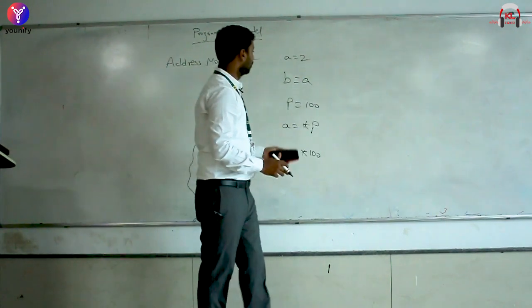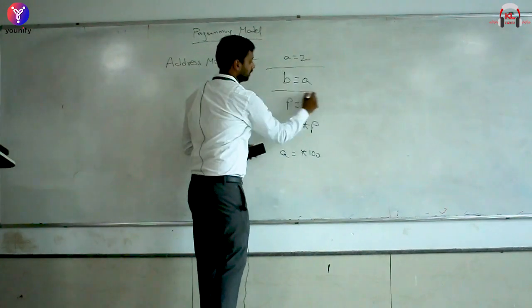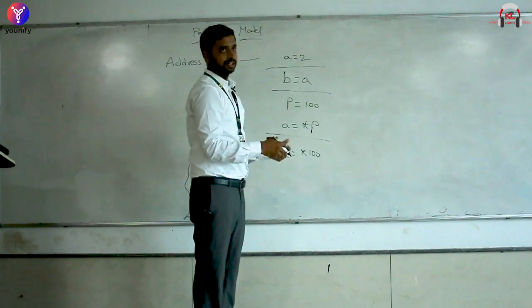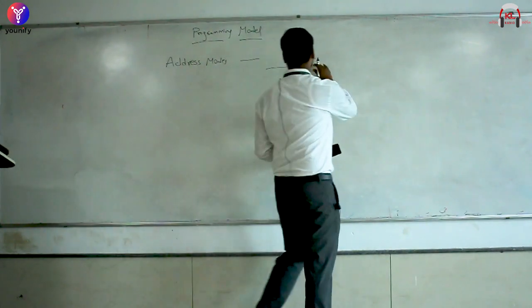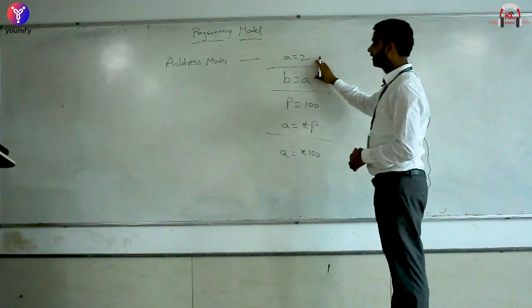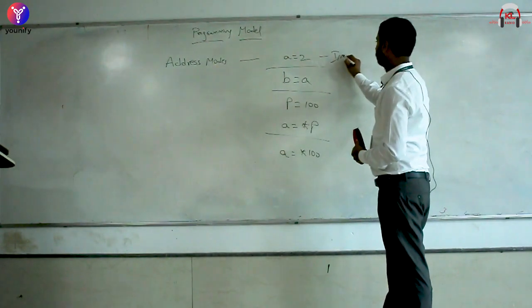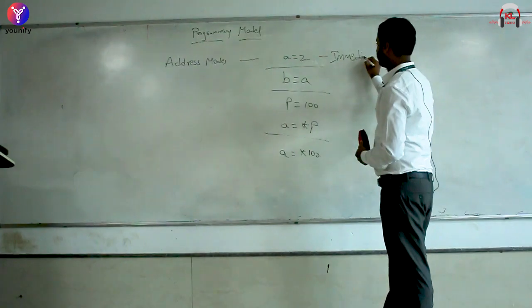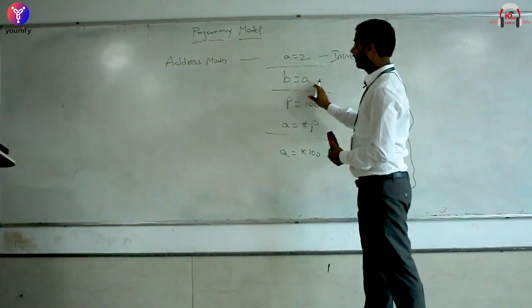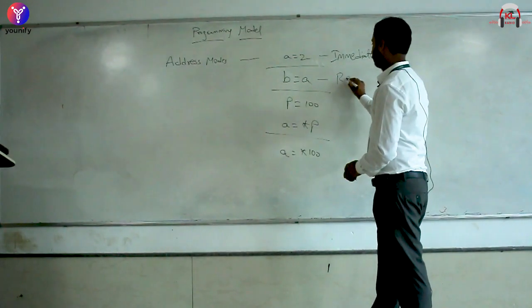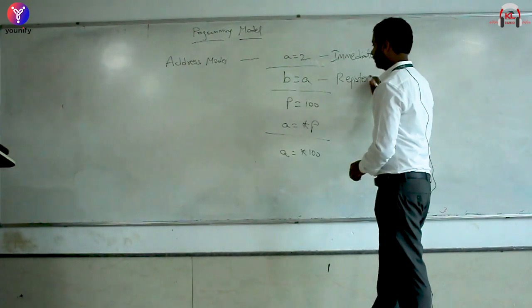End of the day, all these 4 methods are accessing the data but in multiple ways. So if we are assigning the value directly to a register, we usually call it immediate addressing. If we are assigning from a register to a register, we call it register addressing.